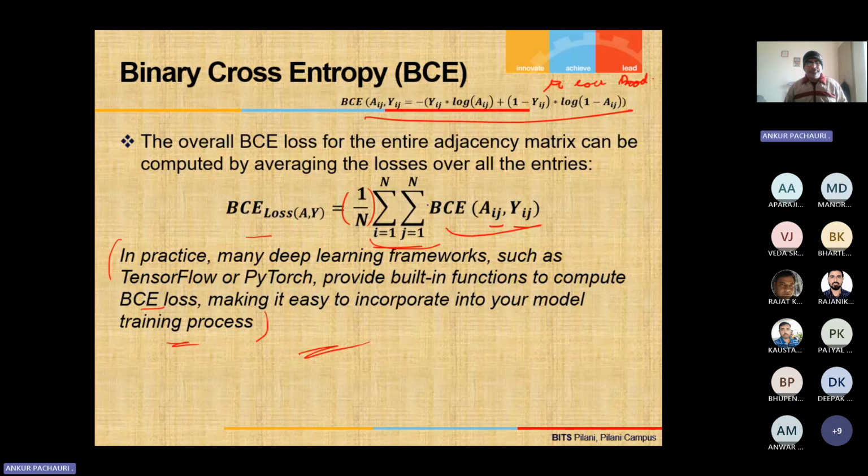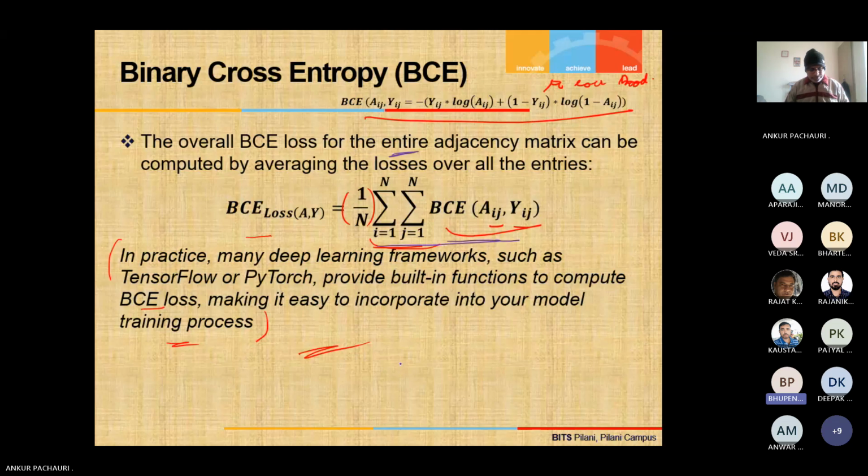So this was for each value, for each pair of nodes. So we'll be doing it for all the nodes of a graph. Overall, BCE loss for the entire adjacency matrix will be summation from i equals 1 to n, summation from j equals 1 to n, normalized by 1 by n. Clear? Yes, sir.